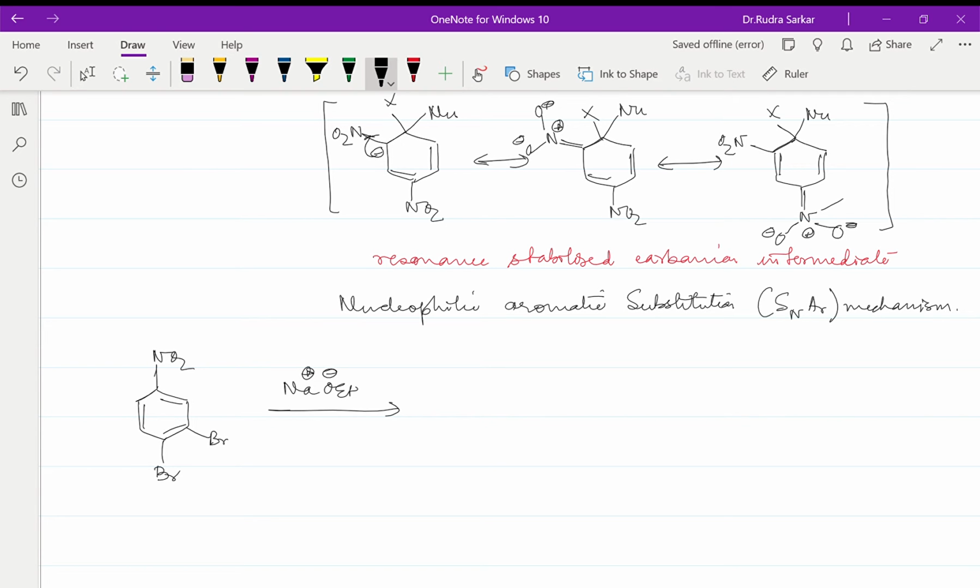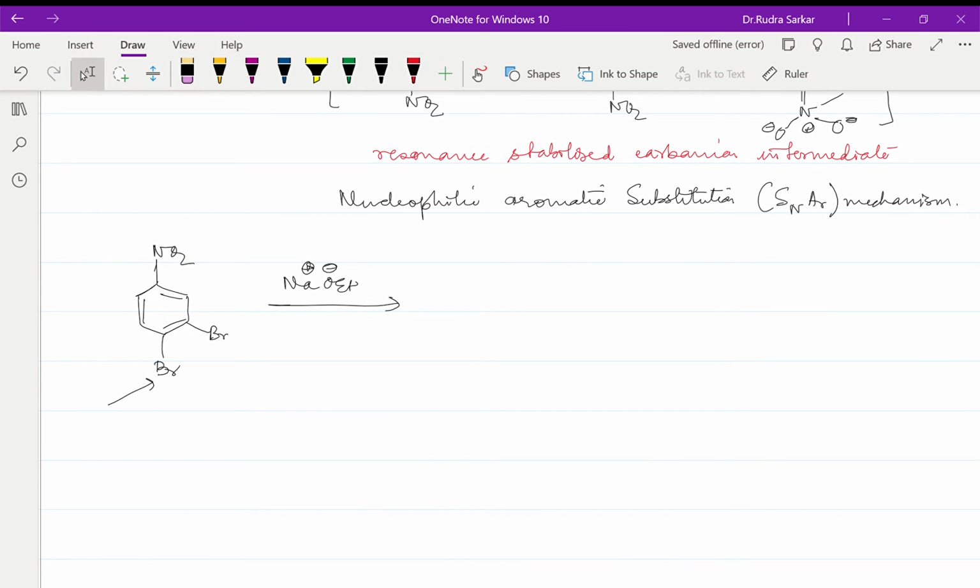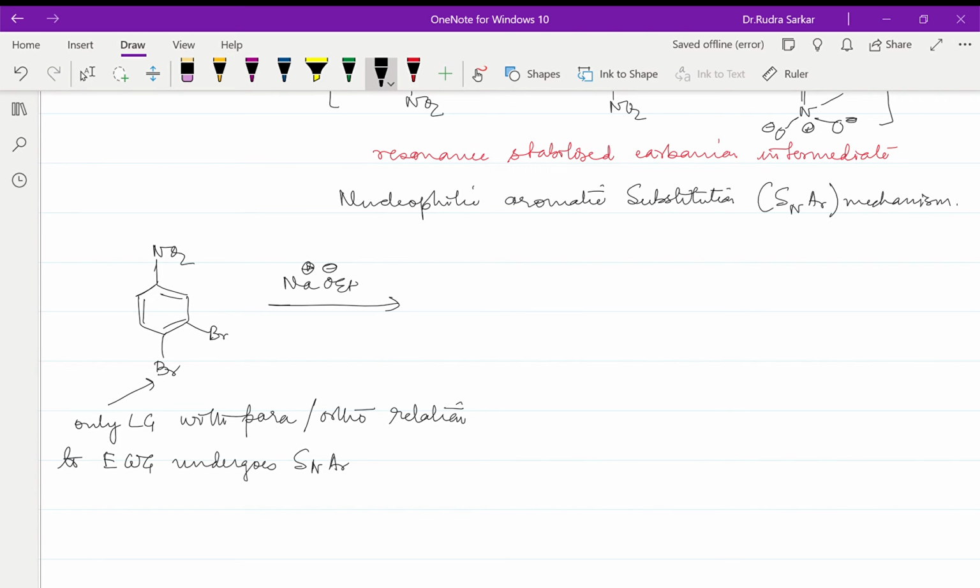So the leaving group, as I have said, that is either para or ortho to the electron withdrawing group will be replaced. So we say only the LG with para or ortho relation to the electron withdrawing group, that is nitro, undergoes SNAr, that is aromatic nucleophilic substitution reaction. So we will say eventually this will be our desired product.